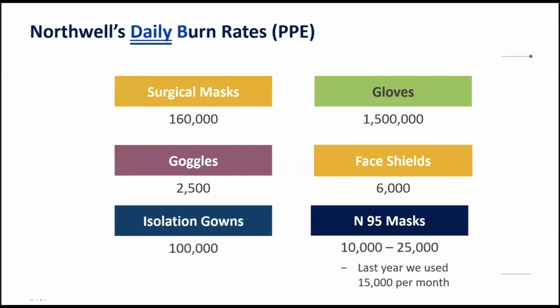Just to give you an idea of what we've been through, our daily burn rates included about 160,000 masks, 1,000 isolation gowns a day. We've used 1.5 million sets of gloves, 6,000 face shields, and about 25,000 N95 masks each day. And you compare the number of masks used with a year ago, where we used only about 15,000 per month. So you could see that we really ran through PPE.